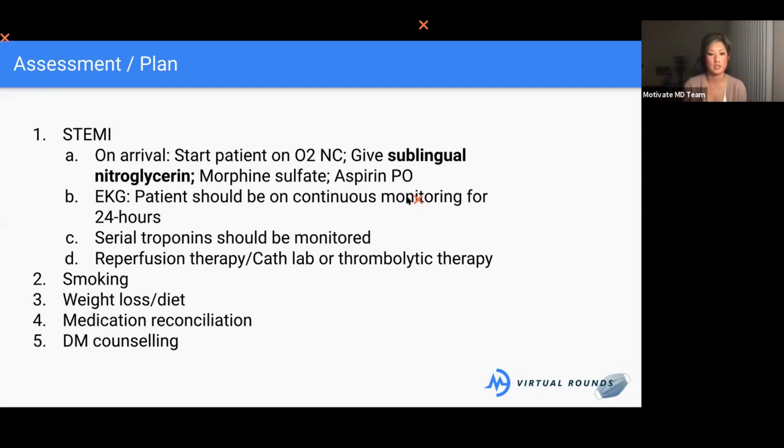And of course, we want to counsel him, 4 and 5 are similar, counsel him about the diabetes and make sure that he understands what it is and why he needs to be making lifestyle changes and also taking his medications. So this is mainly the assessment and plan for this guy. Does this make sense? Is everyone good on that part of the SOAP note?